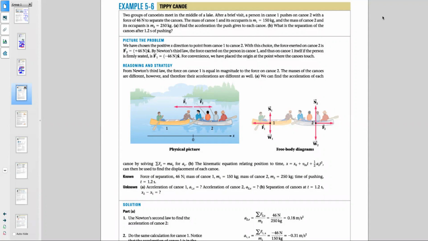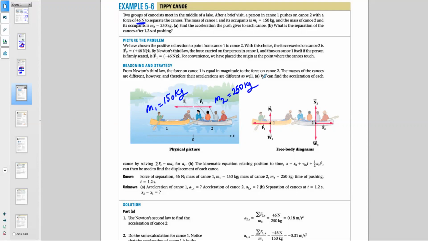All right, so two groups of canoeists meet in the middle of a lake. After a brief visit, a person in canoe 1 pushes on canoe 2 with a force of 46 newtons to separate the canoes. So we have a force here. The mass of canoe 1 and its occupants, M1, is 150 kilograms. And the mass of canoe 2, M2, is 250 kilograms.